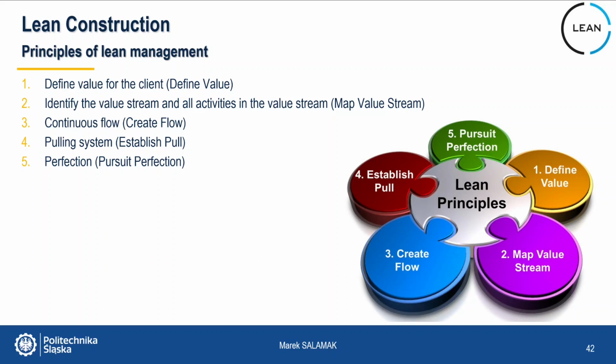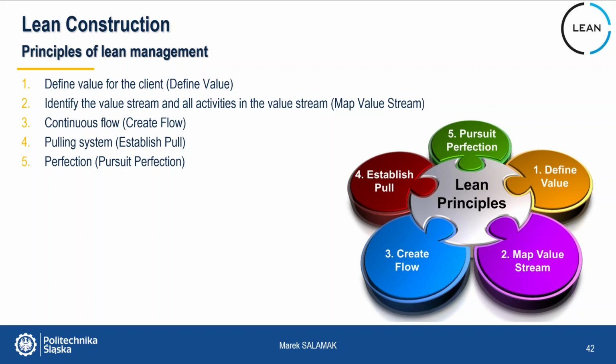Then we have to identify the value stream and all activities in this stream. The production and delivery of a product or service to the customer requires the performance of many interrelated activities and operations. Activities that do not add value must be eliminated. We must have a continuous flow. It consists of producing a product or providing a service as smoothly as possible, enabling a single product, a batch of products or service to quickly move through the various stages of their production without disruptions, interruptions, and downtime.